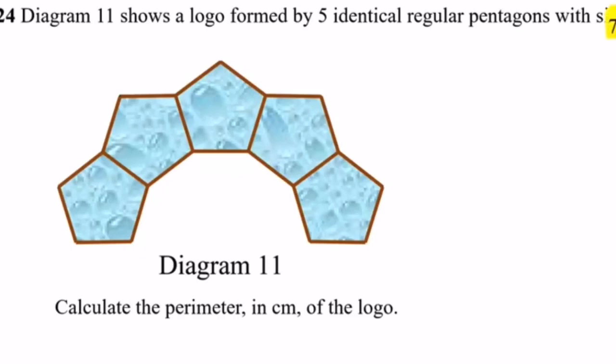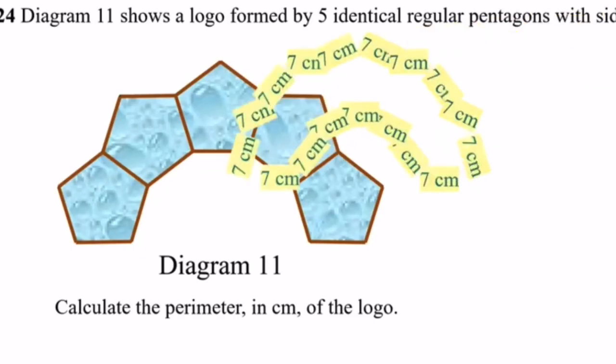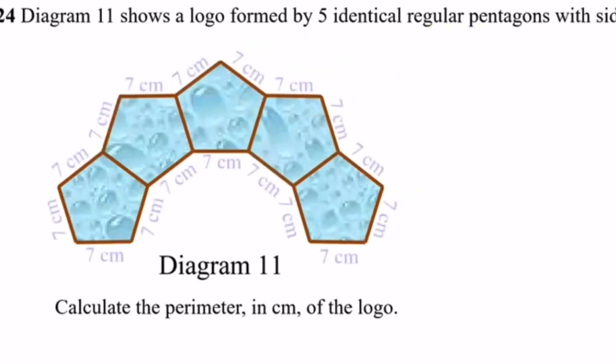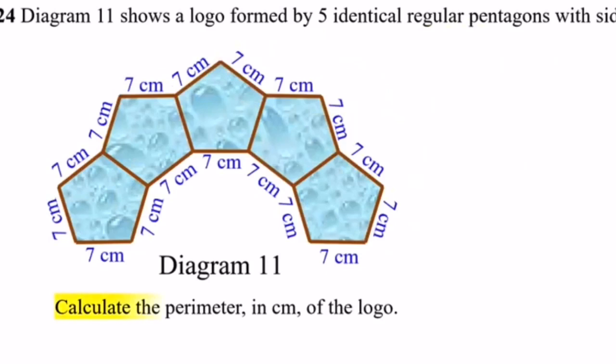When you want to do perimeter, you have to label all the sides. So all the sides, how many? Just count the sides and then multiply by the length, isn't it? Now let's count together how many sides. 1, 2, 3, 4, 5, 6, 7, 8, 9, 10, 11, 12, 13, 14, 15, 16, 17. Yes, we have 17 sides with a length of 7 centimeter.